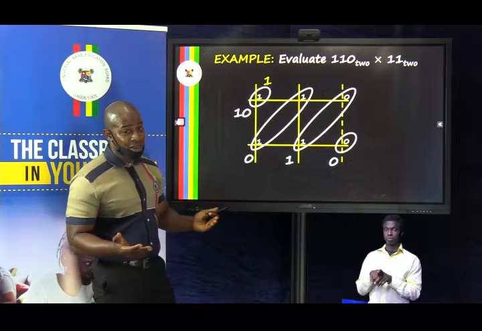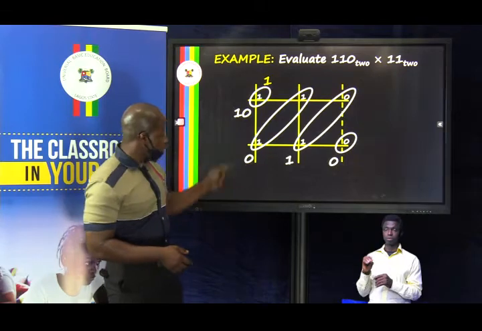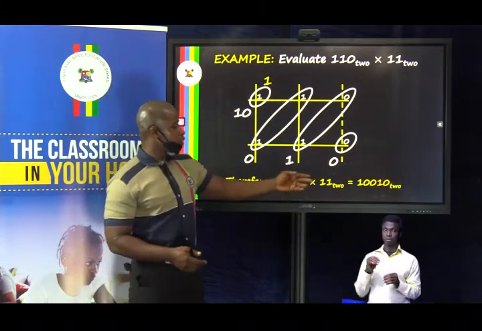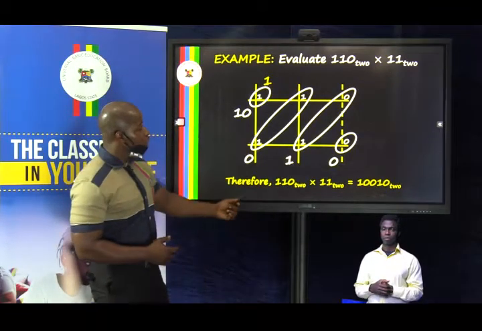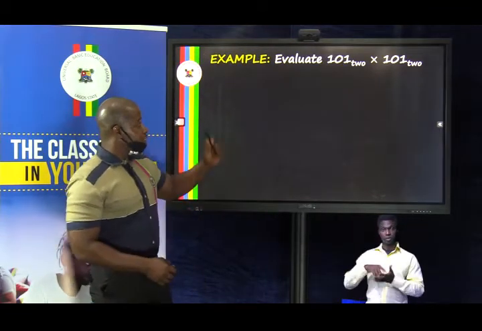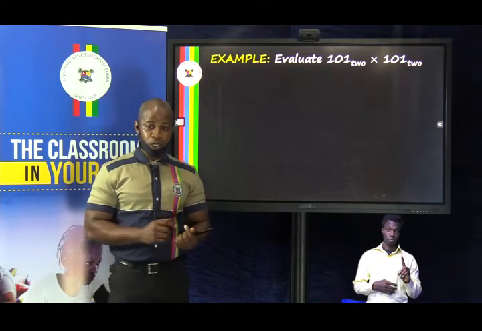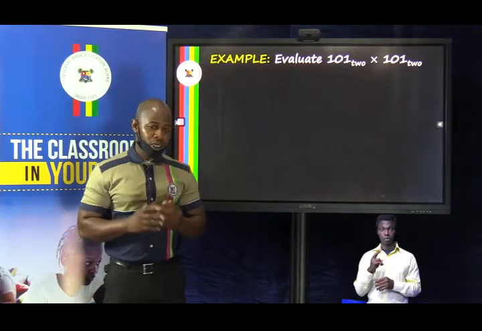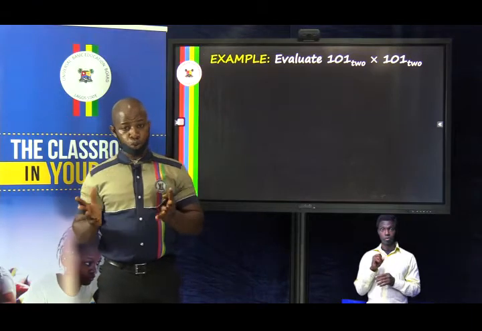So it's basically the same method. So our final answer now is 10010. You read this way. So therefore 110 times 11 in base 2 is 10010. Let's check out another example. Now this second example says that we should multiply 101 in base 2 by 101 in base 2. And that's basically like saying 101 in base 2 squared.